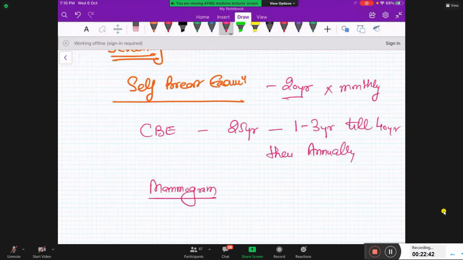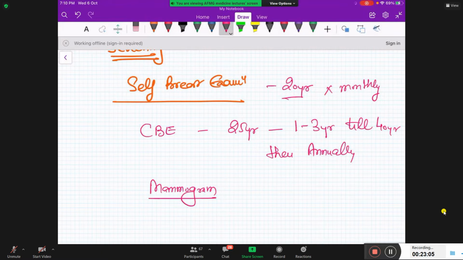At what age? There is a lot of confusion on this question. Dekho, don't confuse a screening thing. We are talking about screening protocol. Don't confuse with the limitation of a mammogram, which I told you in the beginning. Less than 30, you will not do mammogram. More than 30, you do mammogram. That was a diagnostic mammogram. This is a screening.